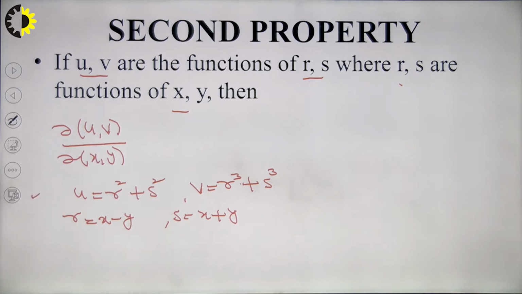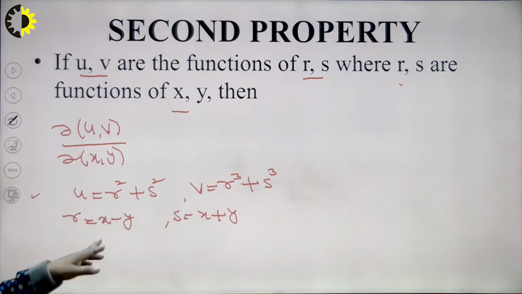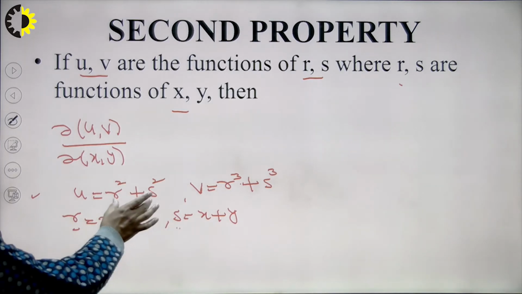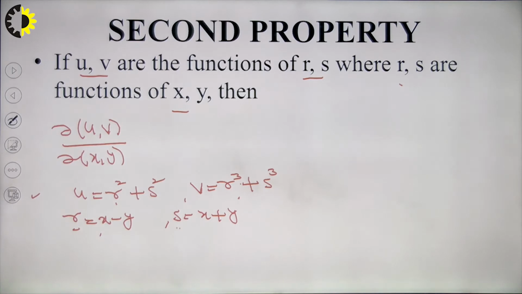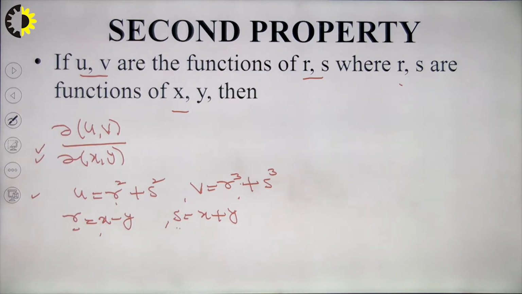From the first relation, I observe that u is a function of r and s, v is also a function of r and s, and r and s both are functions of independent variables x and y. It means if I substitute r and s from here in these expressions, the values of u and v will be expressed in terms of x and y, and then we can find this Jacobian del u v over del x y by the usual process.